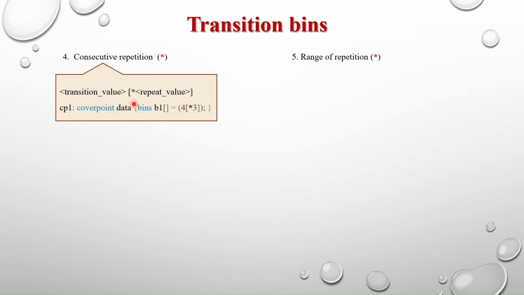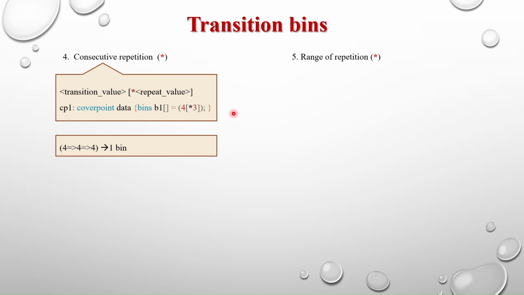If you see here, transition value, star, repeat value. So here 4 star 3. 3 means 4 is repeating 3 times. This is a repetition value. 4 has to repeat 3 times, and when it is repeating, there should be no other sampled values between this transition. That is nothing but a consecutive repetition. And here I'm using the vector bins, so there is only one transition sequence, right? So only one bin will be created.